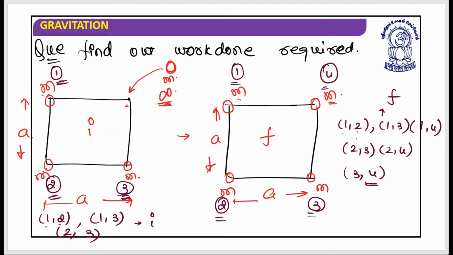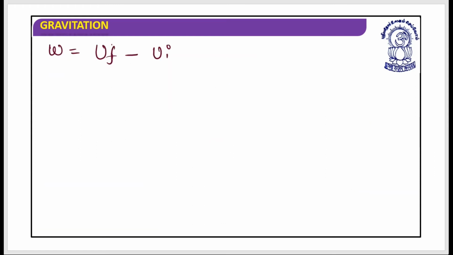So when I subtract with pairs, 1 comma 2 has gone, 1 comma 3 has gone, 2 comma 3 has gone. So I have been left with these pairs. That is what is required. So work done is equal to Uf minus Ui, and the pairs remaining are 1 comma 4, 2 comma 4, and 3 comma 4.